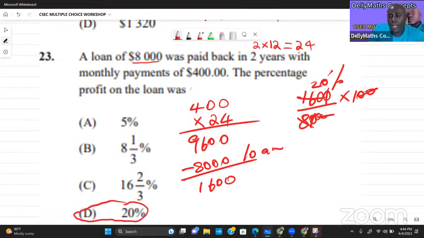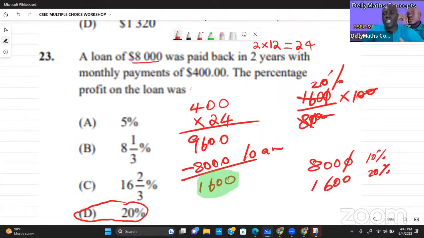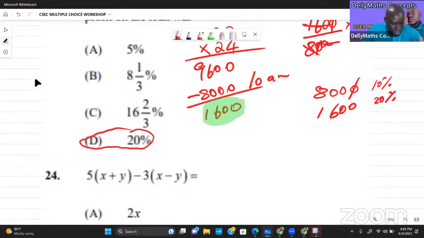All right. Another way you could have looked at it is like this. If I have $8,000, they made 1,600 off me. Based on the fact that it's a multiple choice paper, check this out. 10% is to drop a zero off. So 10% is 800, which means 20% is 1,600. So you could see how easily you could find it by reasoning and applying the 10% principle. It's up to you.